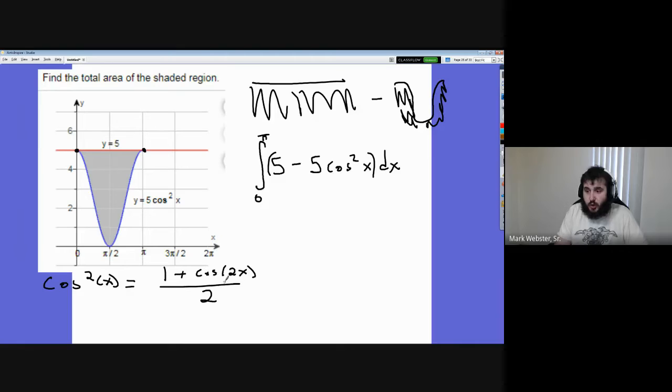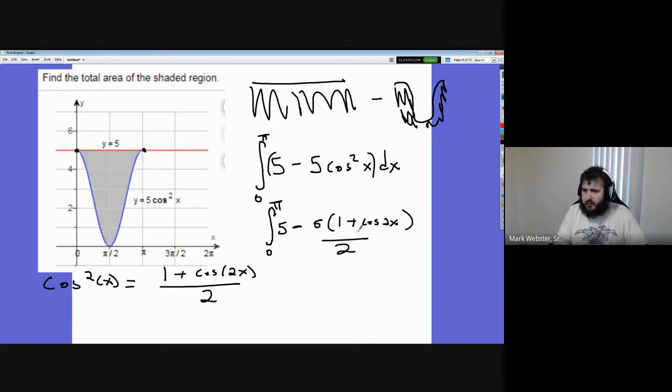So now what we can do is put that in for cosine squared of x, and that'll give us something we can actually integrate. We don't know how to integrate cosine squared, not unless we were to memorize it, and ain't nobody got time for that. So let's do this. From 0 to pi of 5 minus, and I'm going to do 5 times 1 plus cosine of 2x all over 2.